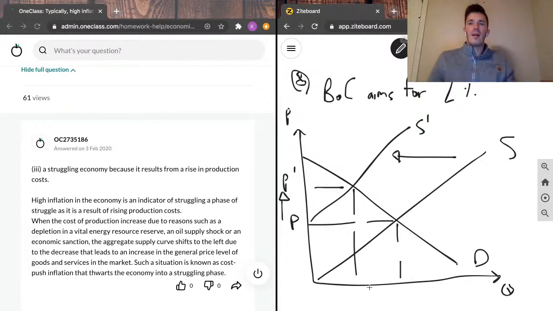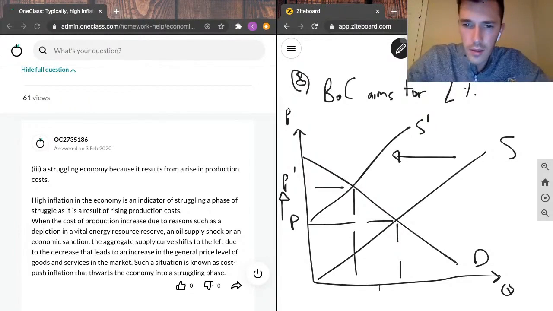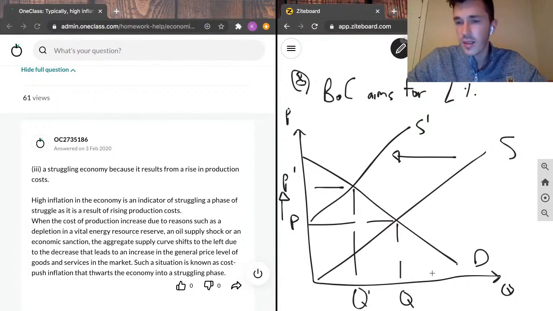I'll give you guys a quick second to take a picture of that. I'll also draw, this is our original Q. This is our Q prime. So as we said, the supply curve shifted to the left. There's less supply. And now we can see that the quantity has fallen as well.